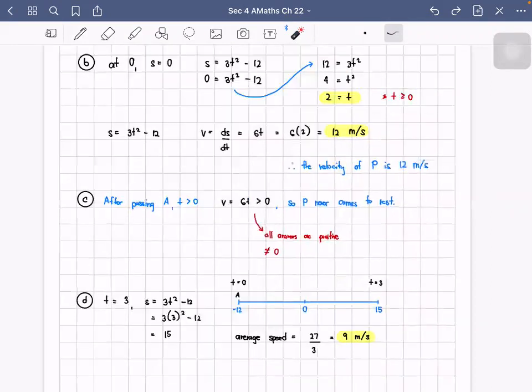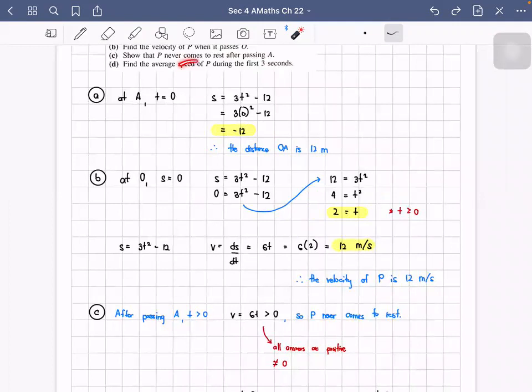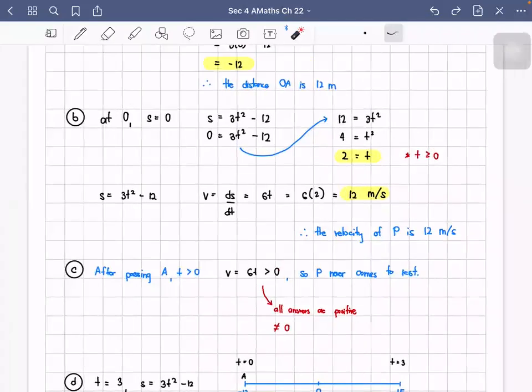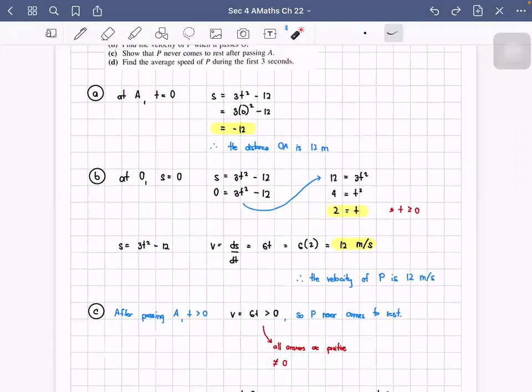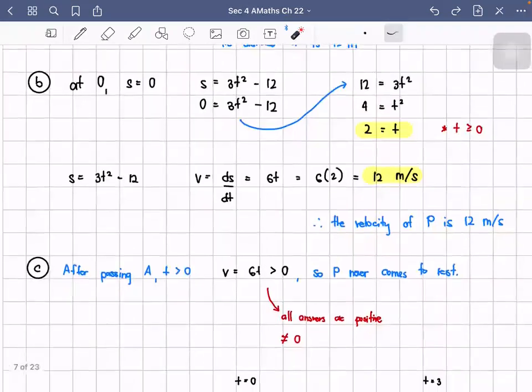So letter C, let me read the question again. Show that P never comes to rest after passing A. Now, after passing A, it says never comes to rest, right? So it kept on moving towards its right because it's a positive velocity, right? So time here is always greater than 0. Okay, so this is just a very short answer.